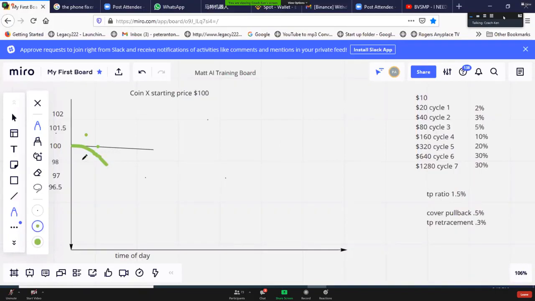So the only time this is going to purchase this first cycle is if it retraces. Well, the cover pullback is 0.5%. If it retraces back 0.5%, then cycle number 2 is going to be purchased right here. Make sense? Yes, perfect. At the 100 mark, we're buying one position, right? And at the 98.5 mark, we're buying 2 positions.